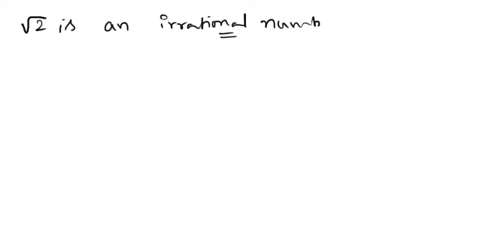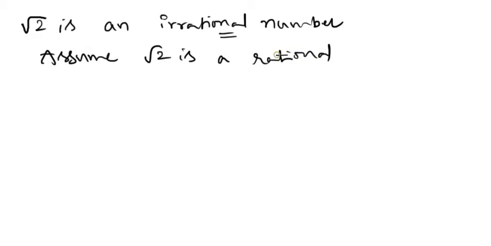Today I would like to explain how to show that root 2 is an irrational number. So how to prove this? First of all, let us assume that root 2 is not an irrational number. That means we are assuming that root 2 is a rational number.